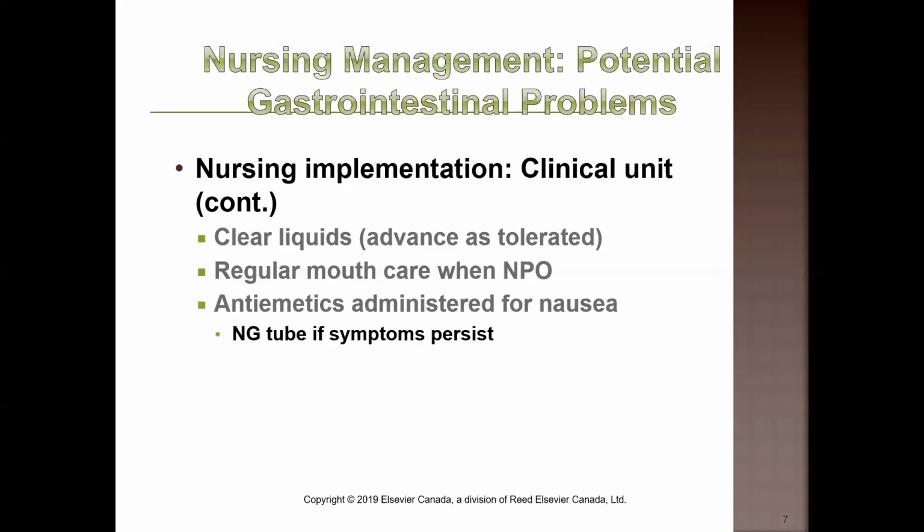And if a patient has moved to a full diet, we might be able to give Gravol even PO if the patient is just nauseated, not vomiting. If that nausea or vomiting persists, it may be that a patient requires an NG tube to be put in so that we can drain the contents of their stomach, and that may alleviate some of that distress.